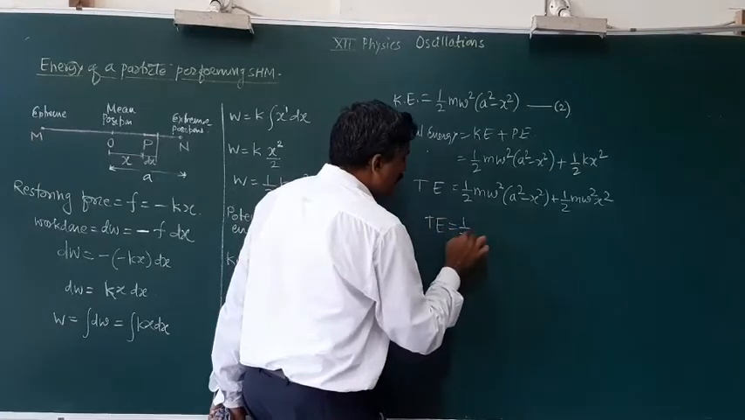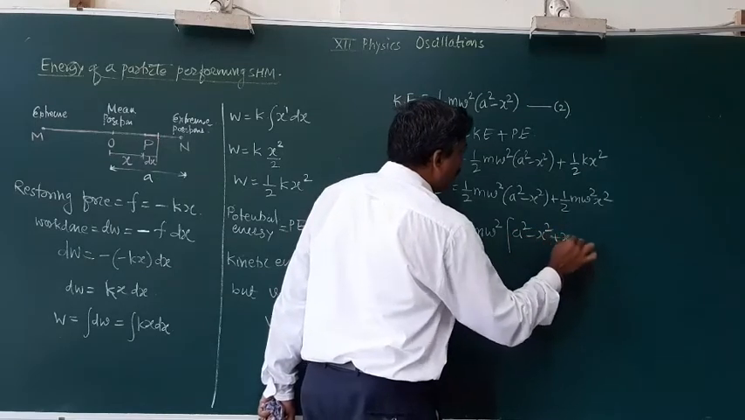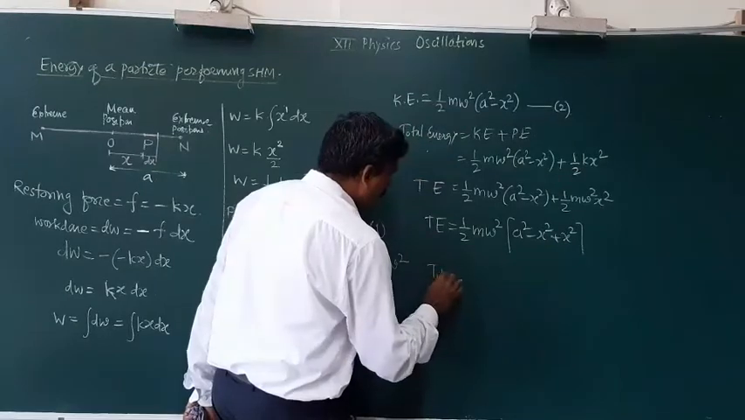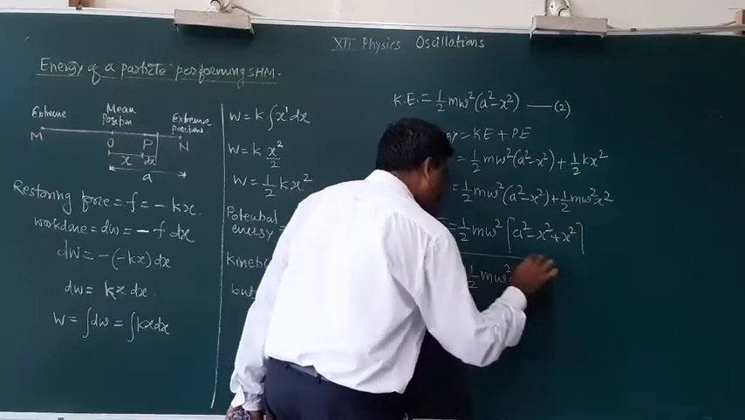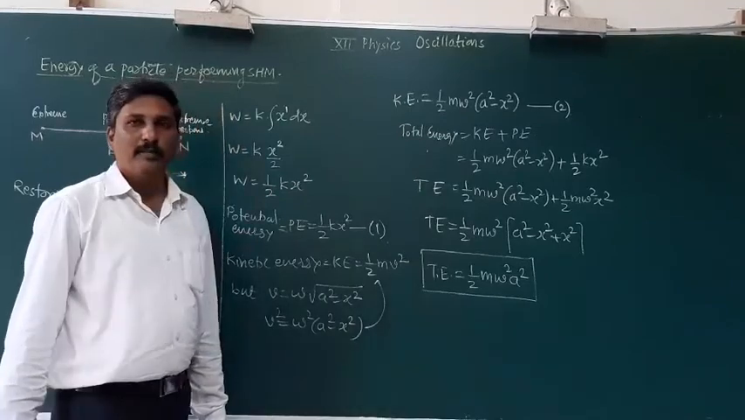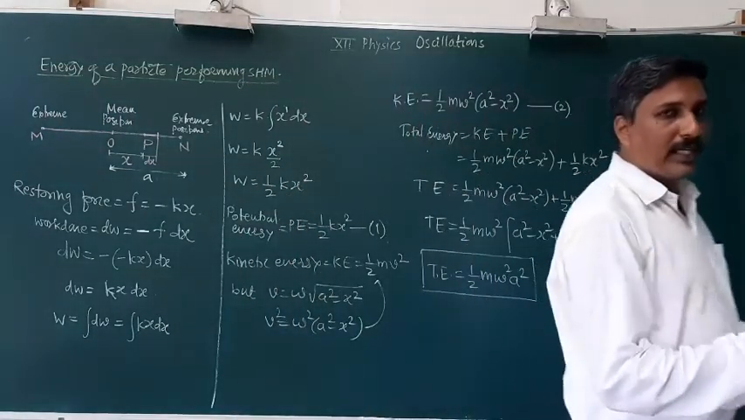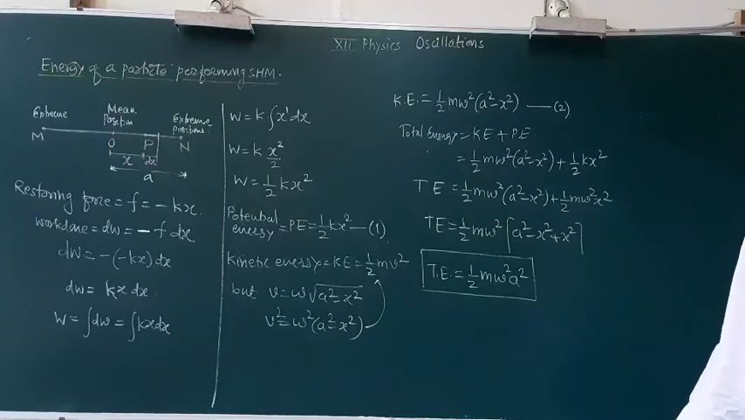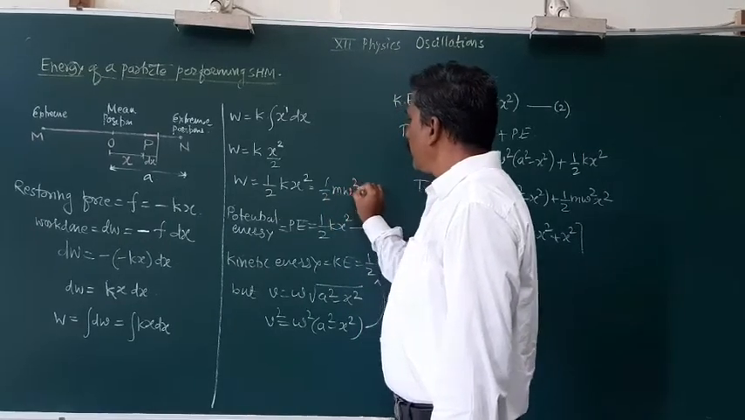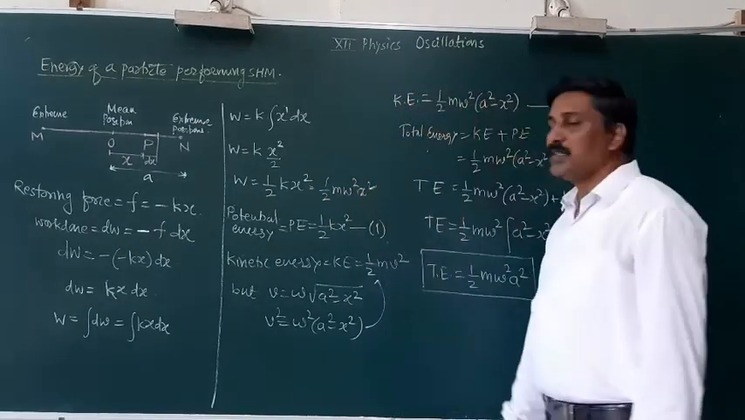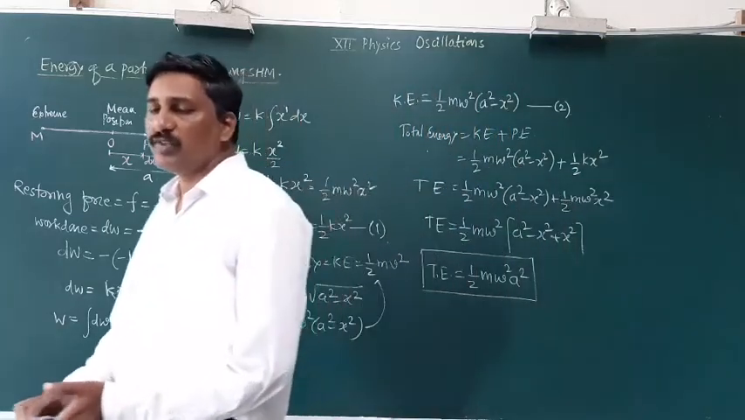Now it will be very simple. The total energy equals half of m omega square, with the common part taken out, a square minus x square plus x square. Here x square gets cancelled, and we get total energy equals half of m omega square a square. This is the formula for the total energy of a particle performing linear SHM. Here we see three formulae which are very easy. Work done is stored in the form of potential energy, and it is given by half of kx square or half of m omega square into x square. Kinetic energy is given by half of m omega square into a square minus x square, and total energy is given by half of m omega square a square.